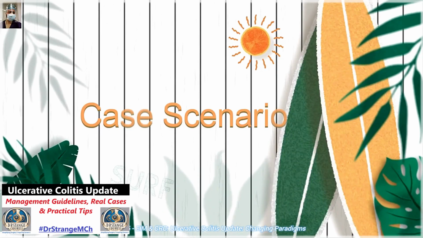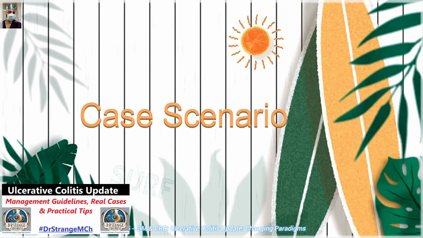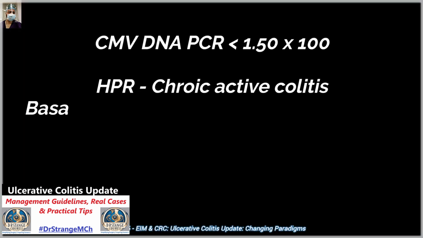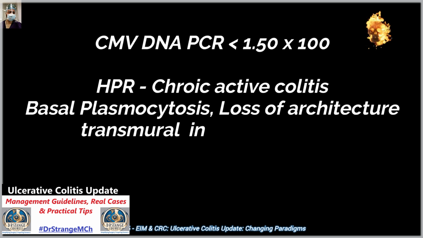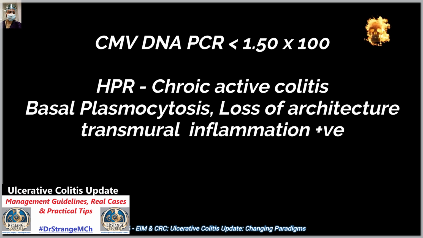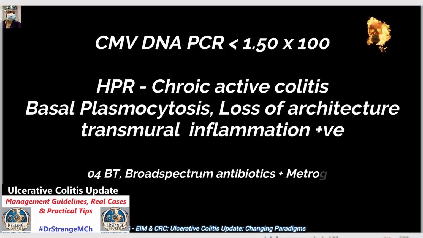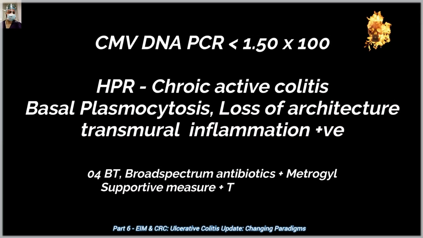So, coming back to the case scenario that we have discussed: a 25-year-old lady with extensive or severe ulcerative colitis, 6-month history. Her CMV DNA was negative. She doesn't have cytomegalovirus infection, and Clostridium difficile was already ruled out. The histopathological examination revealed chronic active colitis with basal plasmacytosis, loss of architecture, transmural inflammation. She received 4 blood transfusions in the meantime.